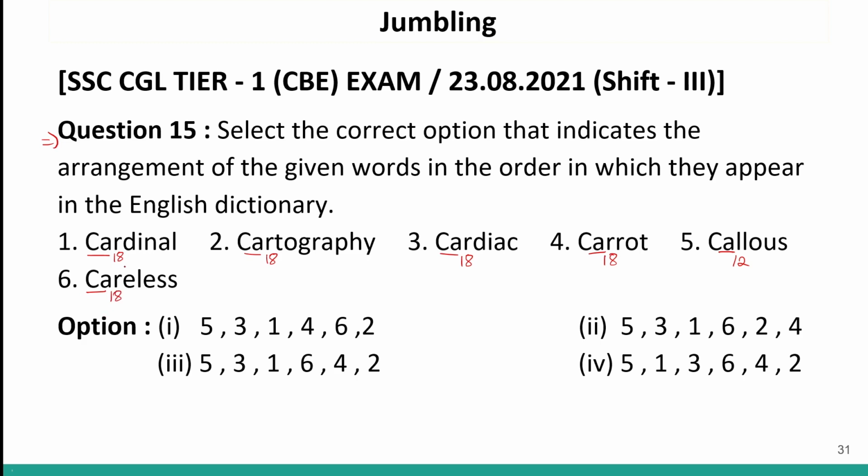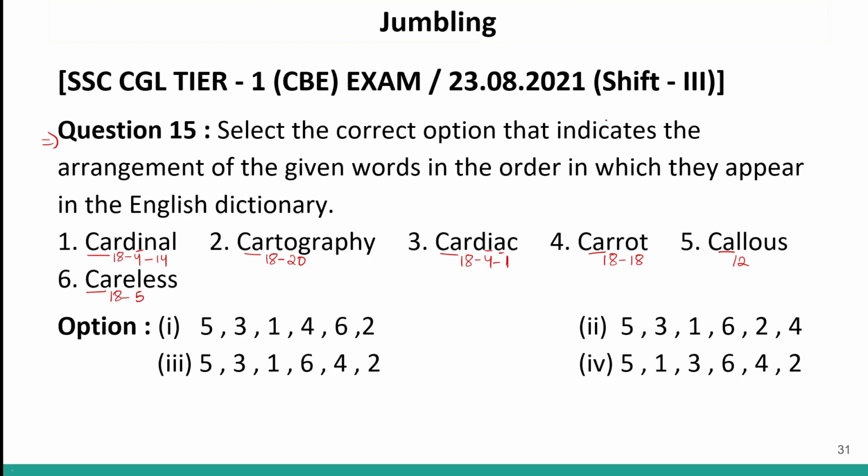So all the words which have 18, we'll move on to the next letter after R. So here we have D, which is 4. Here we have T, which is 20. Here we have D, which is 4. Here we have R again, which is 18. And here we have E, which is 5. Now, in cardinal and cardiac, I is again common after D. So we will move on to the next letter after I. So after I, we have N over here, which is 14. And after I, we have A over here, which is 1. So now we will get the clear answer.